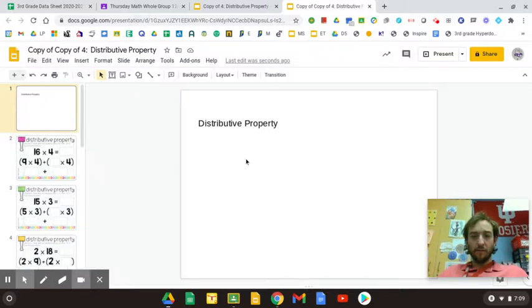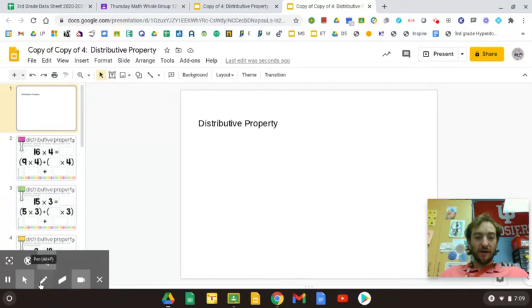All right, we're going to keep working on the distributive property. What the distributive property means is that in multiplication, I can separate a problem to make it easier.